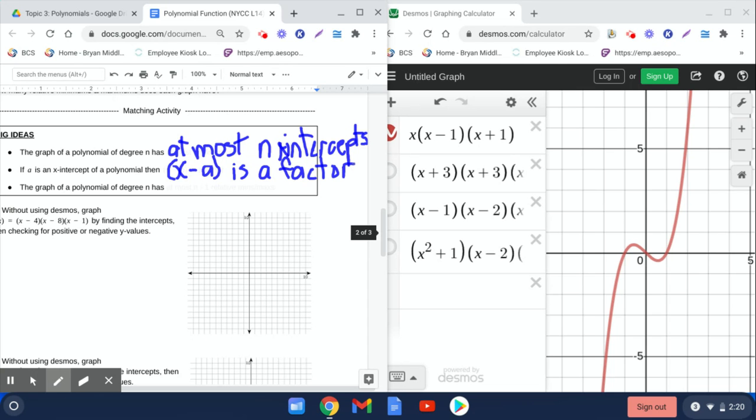And the graph of a polynomial of degree n has at most n minus 1 relative minimums or maximums. Okay, those are those turning points. So if we have a degree 4, that means at most you're going to have 3 minimums and maximums. In the next video, we'll talk about how to graph without using Desmos.